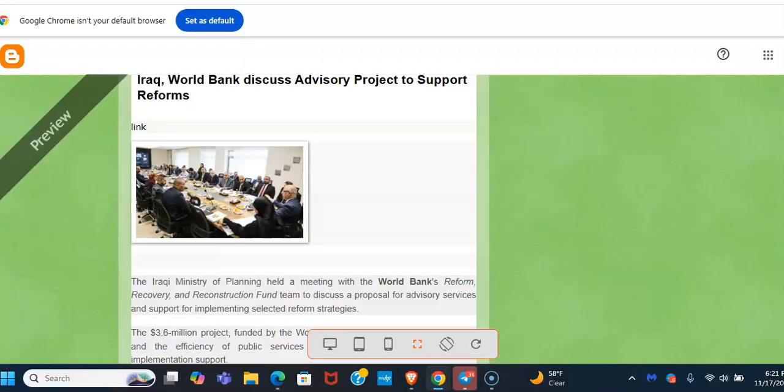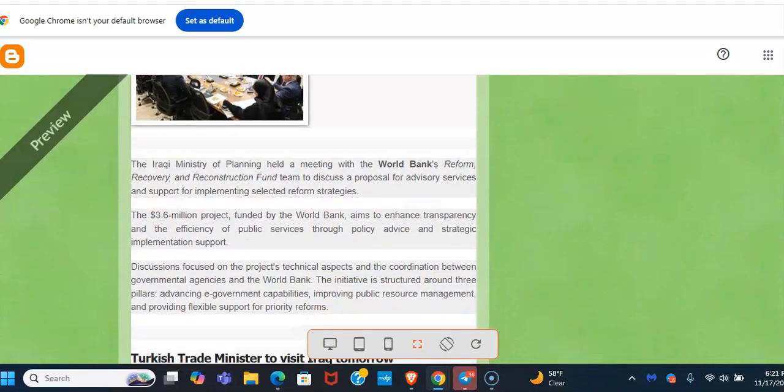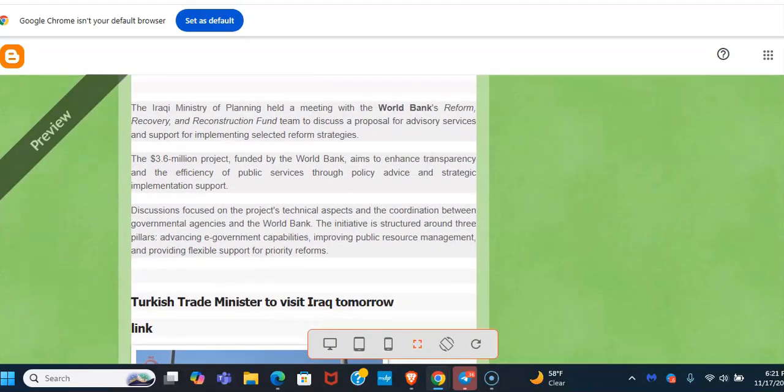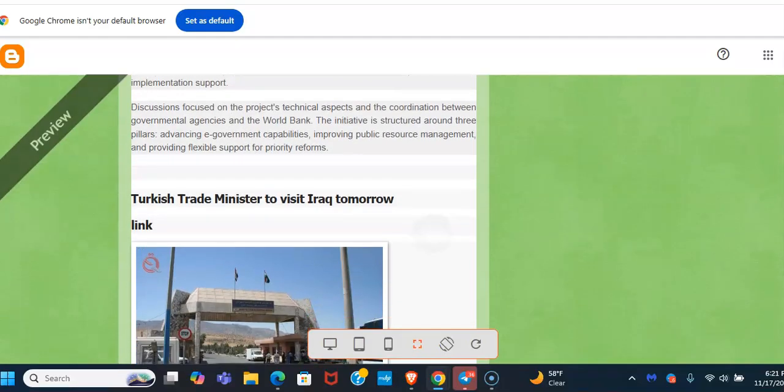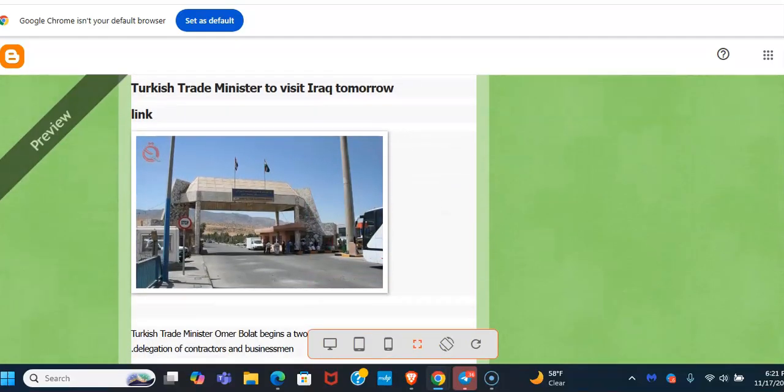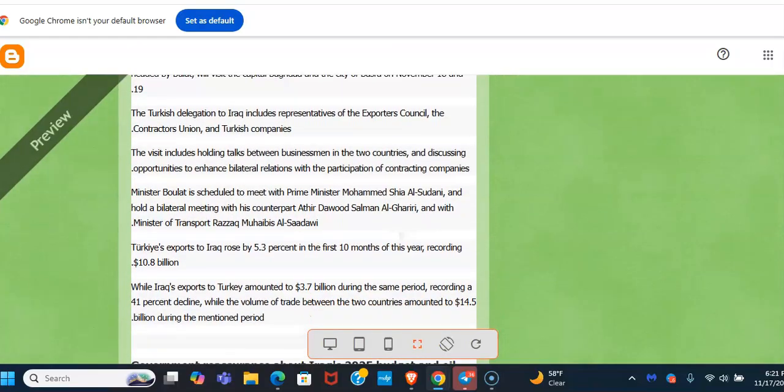Iraq and the World Bank discuss advisory project to support reforms. Again, that's another one that a few years ago I would have been like, oh, yes, they met with the World Bank. But you see, I'm like, oh, another meeting with the World Bank. Tomorrow, the Turkish trade minister visits Iraq, so we'll see what happens.